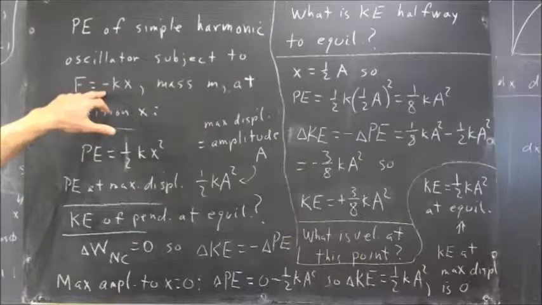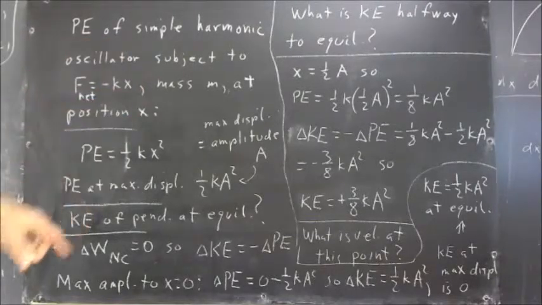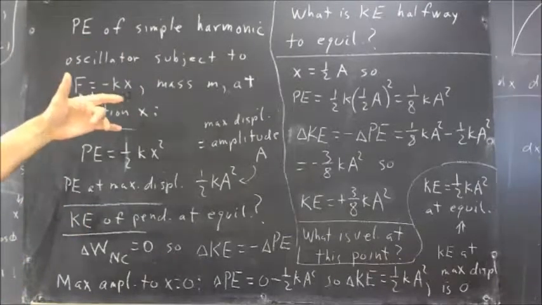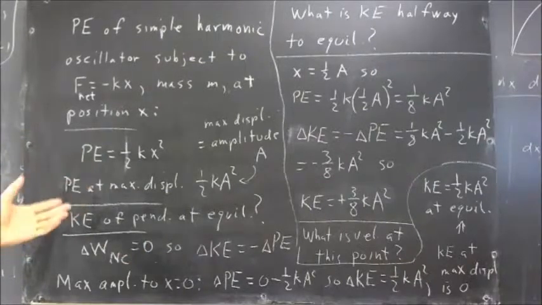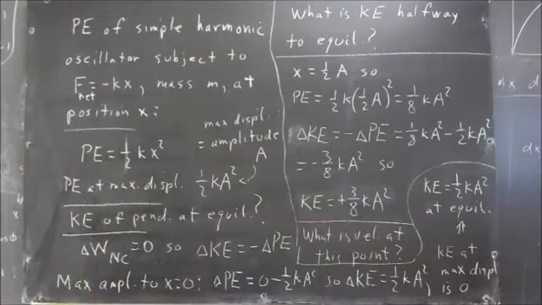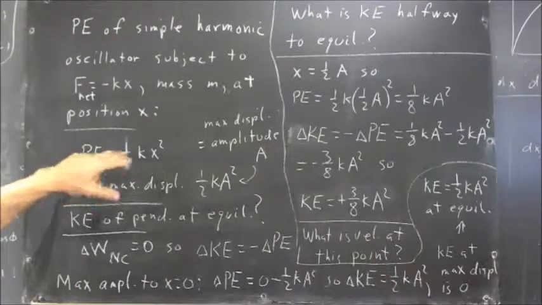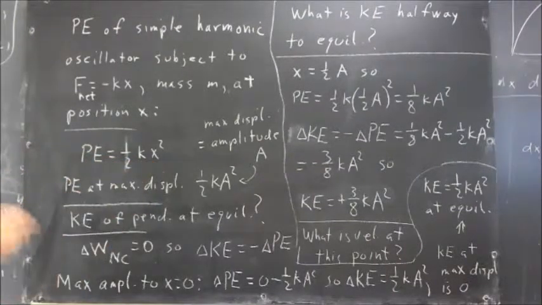So if we integrate the net force from 0 to position x, we're going to get negative 1/2 kx squared. That's the work done by a conservative force in moving from position 0 to position x, so that the potential energy change is equal and opposite to that. If the potential energy is 0 at equilibrium, then we get potential energy is 1/2 kx squared.